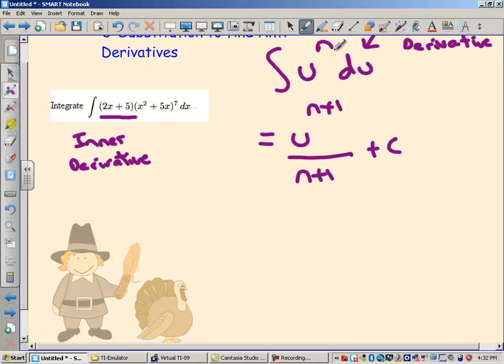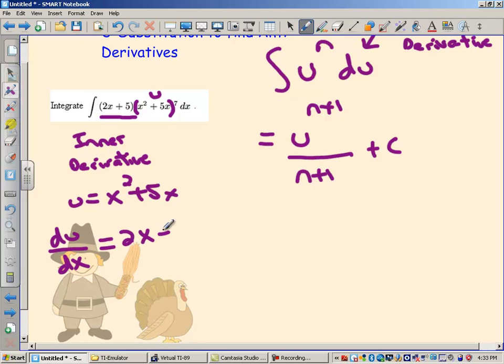Now what is being taken to a power? Well, the x squared plus 5x, this is what's being raised to the 7th power. So I'm going to see if that's my u. I'm going to let u equal x squared plus 5x. The next thing I'm going to do is take the derivative of this u with respect to x, and I get 2x plus 5. Notice what I have in this integral. I've got 2x plus 5 here, but I also have this dx. You cannot ignore this.